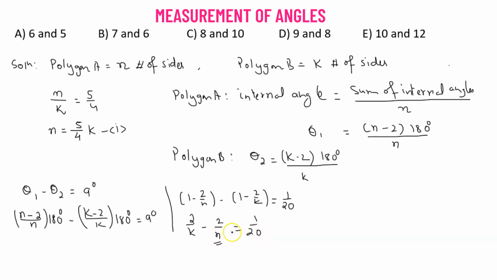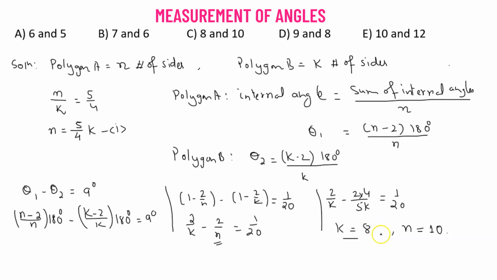We're going to replace the value of n with 5 over 4 k. Let's do that. So we have 2 over k minus 2 over n, where n will be 5k divided by 4, equals 1 over 20. Now when we solve for k, k comes out to be equal to 8. Now that we have the value of k equals 8, we can replace it in number 1, and that's going to give us the value of n. So n comes out to be 5 over 4 times 8, which is simply 10.